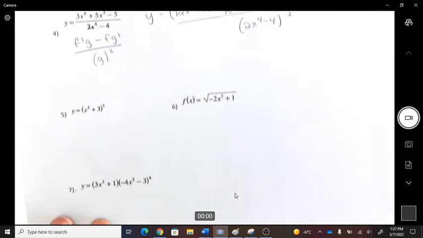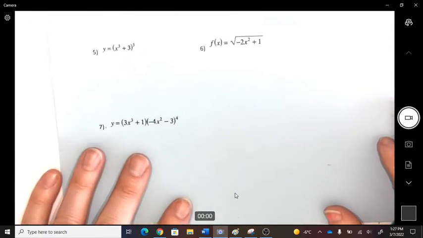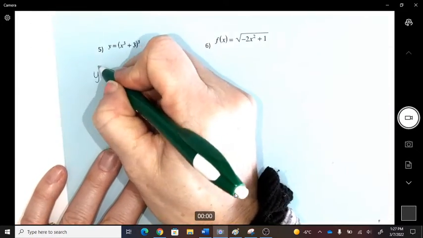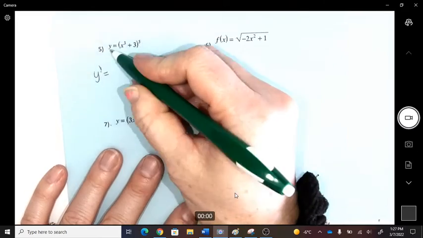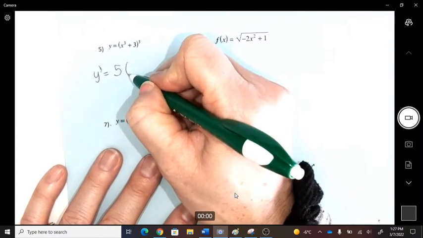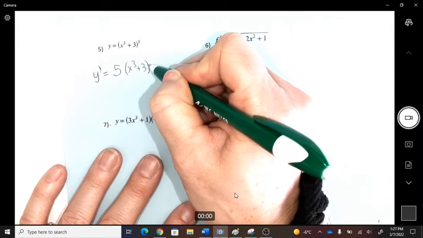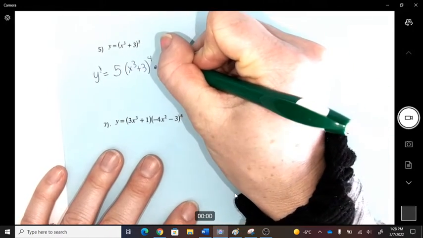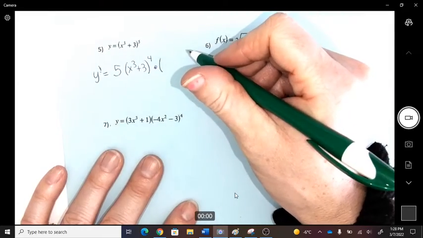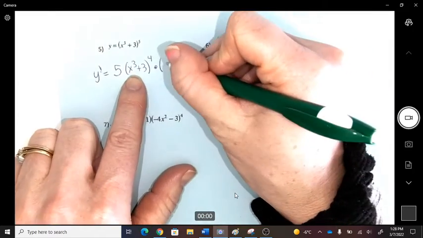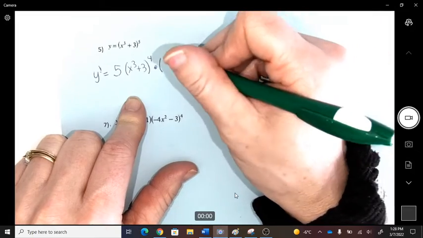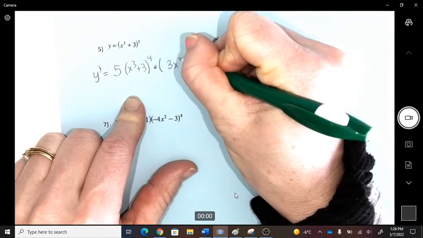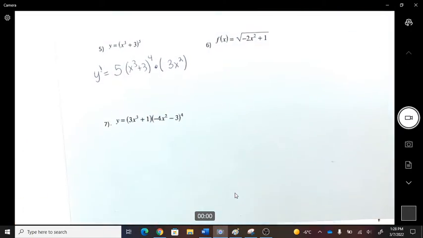Okay, number 5, now we have the power chain rule. Okay, so front times the top is 5 of those to the 4th. Good. Times the derivative of that stuff. So what's the derivative of the bracket? 3x squared, and I think that's it, right?